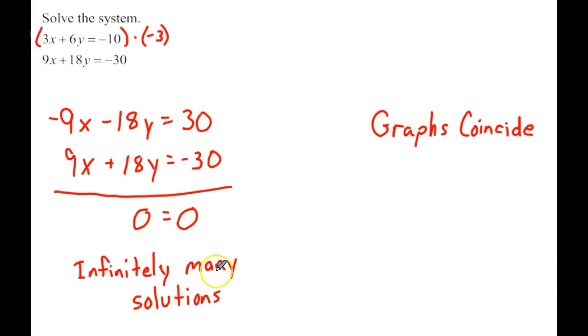If we have infinitely many solutions, that means our graphs would coincide, which simply means they lie on top of each other. We could not distinguish one from the other. They're exactly the same graph.